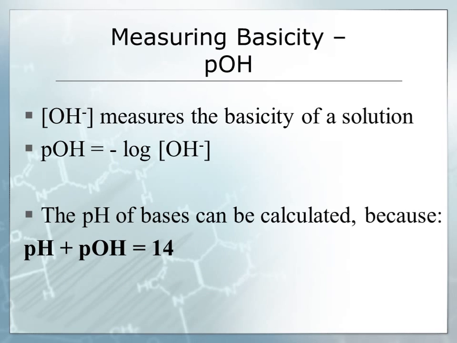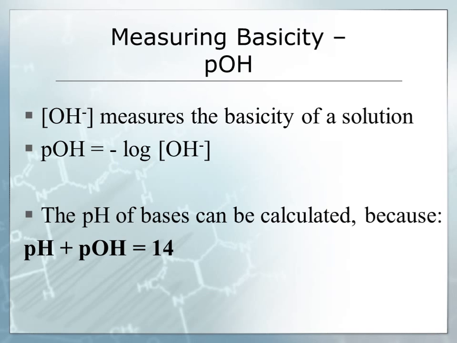We can conversely measure the basicity or alkalinity of a solution by measuring the negative logarithm of the hydroxide ion concentration. This is known as pOH. It's a lesser used but equally valid measure of the acidity or basicity of a solution.